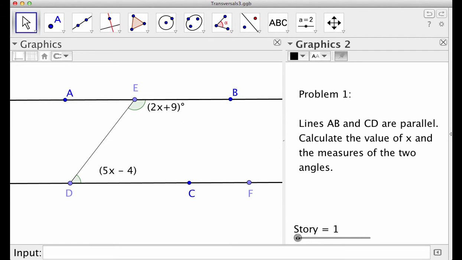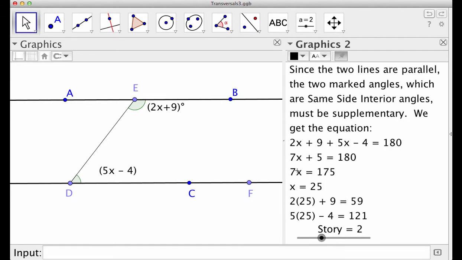Well, what we know is that these two are same side interior angles, which means they must be supplementary. That allows us to create an equation. 2x plus 9 plus 5x minus 4 must be equal to 180. We simplify to get 7x plus 5 equals 180, 7x equals 175, so x equals 25.